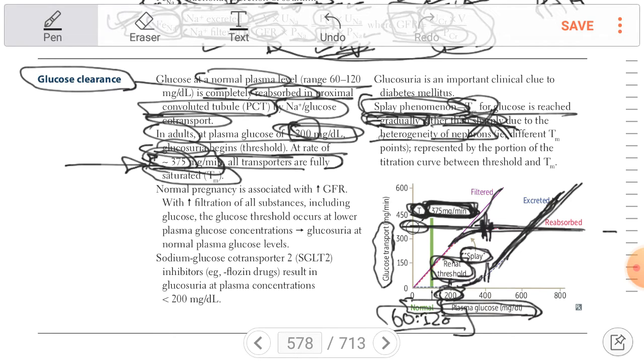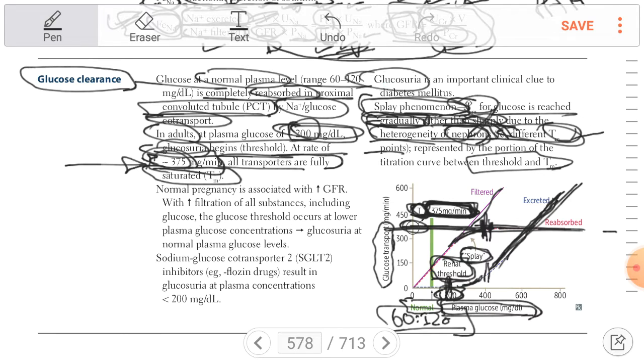Why? Because there is heterogeneity of nephrons. In some nephrons the sodium glucose co-transporter is saturated early, and others will not be saturated until reaching the TM, which is 375. So all will be saturated at the TM. So there are different TM points represented by the portion of the titration curve between the threshold and TM. What's meant by the threshold? It's 200. The TM is what? 375. So the TM is different because of heterogeneity of nephrons, different from one nephron to another, but all will be saturated at 375. There is heterogeneity among them, but there is no reabsorption anymore after 375. So all will be excreted in the urine.